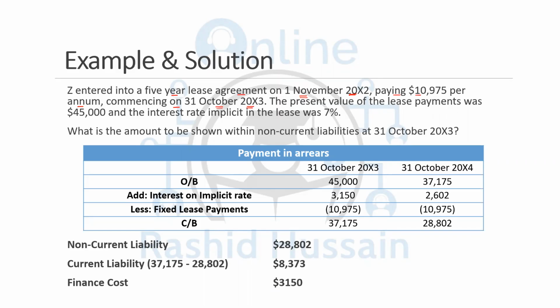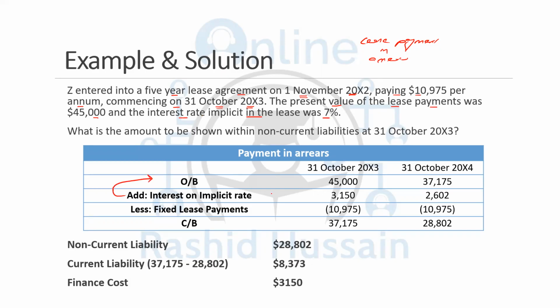So Z entered into a 5-year lease agreement on 1st November, and they are making payment at the end of the year. So that means this is the lease payment in arrears. All right. The present value of the lease payment was 45,000, and the interest rate implicit is 7%. So we got the present value. There is no need to calculate it. Just put that figure into the format.